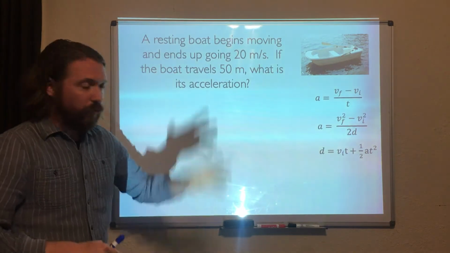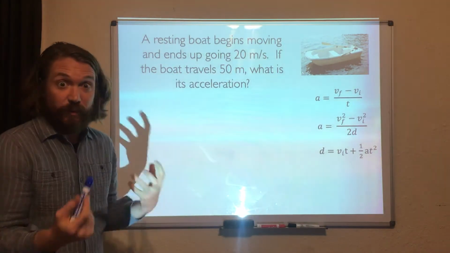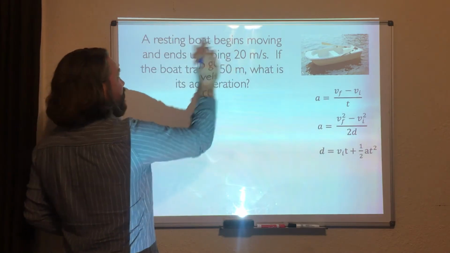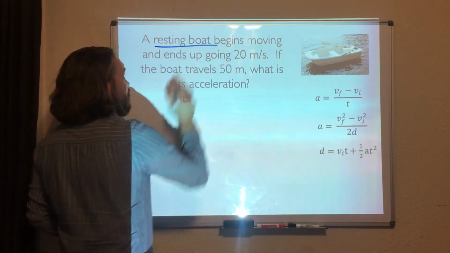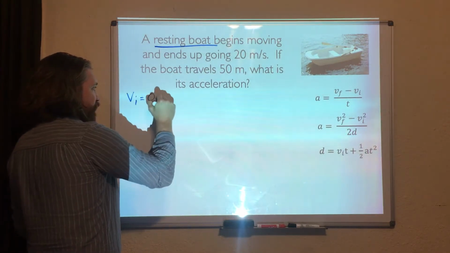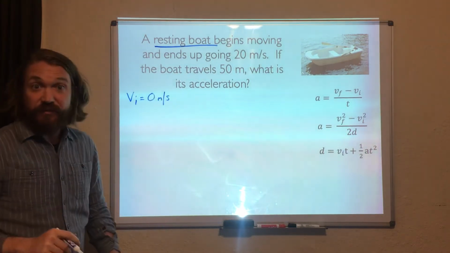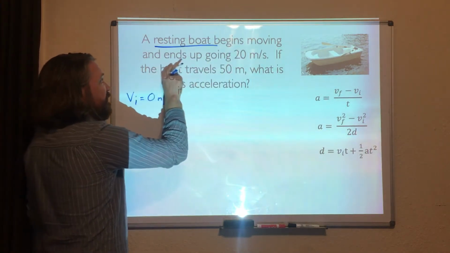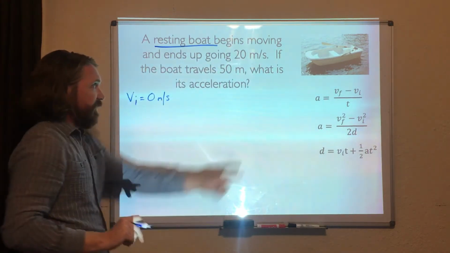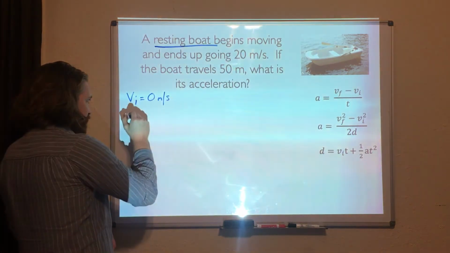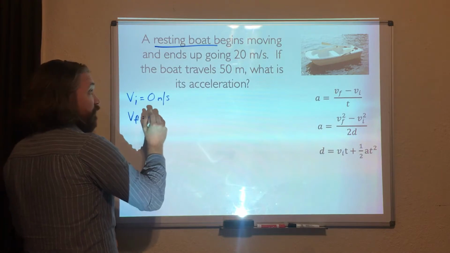Step one, write down what you know. Collect what you got. It says a resting boat begins moving. If the boat is resting, do you know what its initial velocity is? Ah, very good. You are learning. Its initial velocity is 0. And it begins moving and ends up going 20 meters per second. Meters per second is always a velocity. In this case, it is our final velocity.